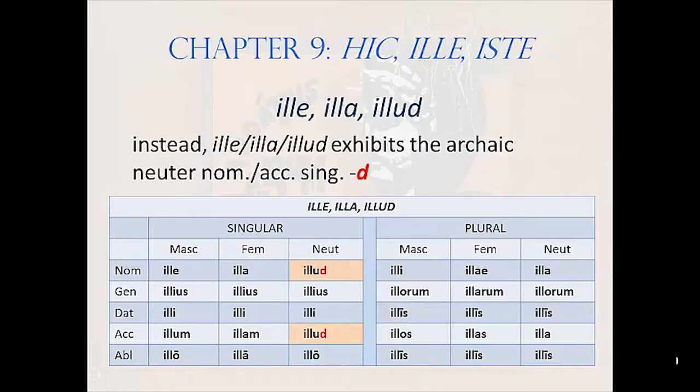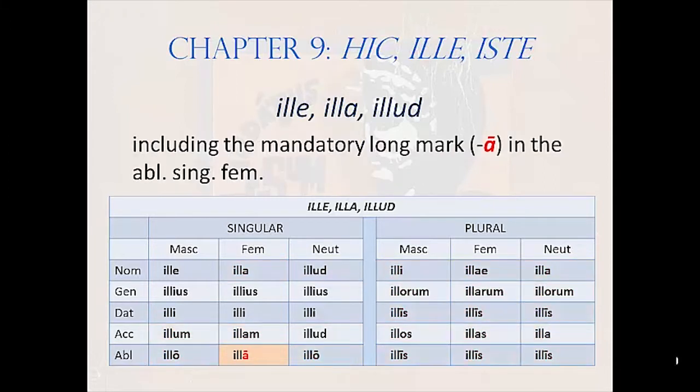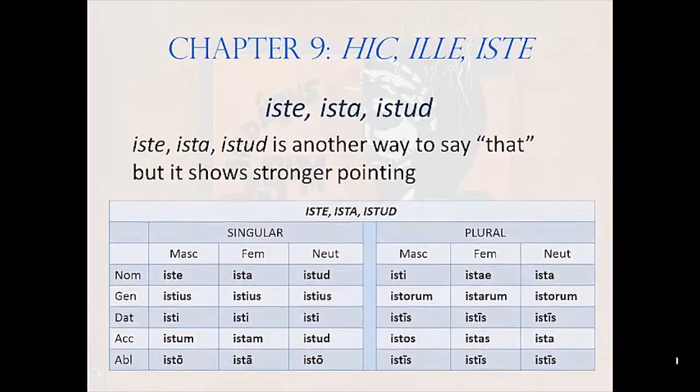But ille does show an archaic form that hic lost, that is, -d, in the neuter nominative and accusative singular, producing the form illud. Outside of that, all the other forms of ille, illa, illud follow the regular pattern for first, second declension adjectives, including the mandatory long mark in the ablative singular feminine, which is exactly what you would expect of a first declension form.